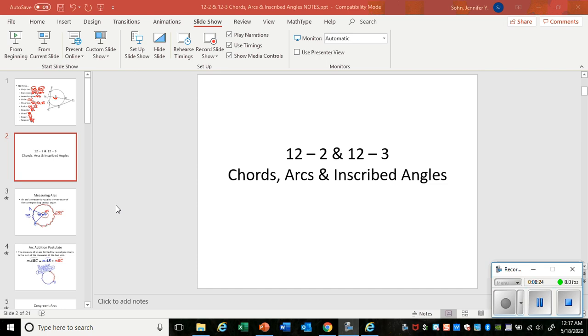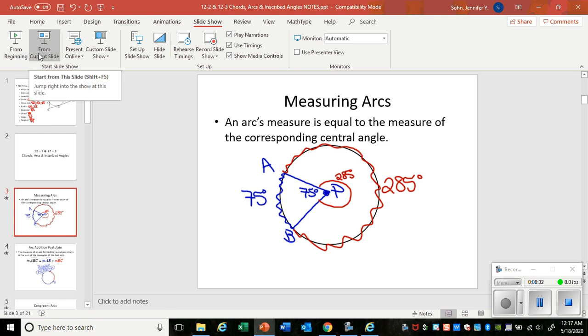So we're going to look at chords, arcs, and inscribed angles today. Measuring an arc: an arc's measure is equal to the measure of the corresponding central angle. So when we say measure the arc, we're talking about the corresponding central angle. Here, the arc AB is 75 degrees. If they're asking for arc length, that's a different thing, where you find the distance from here to here. But if they're asking just the measure of an arc, they're talking about the angle inside right here. So the measure of this arc will be 75 degrees.